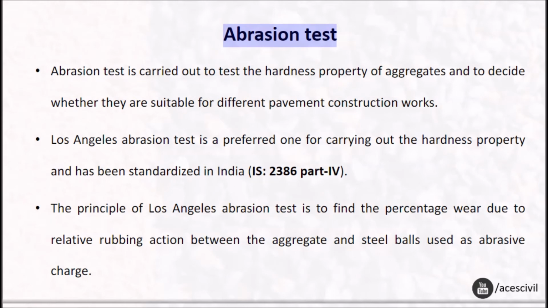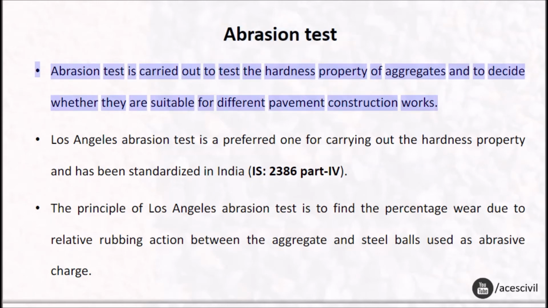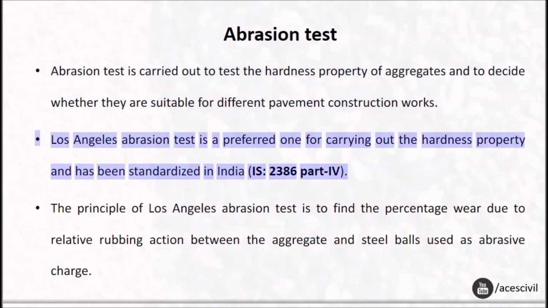Abrasion test. The abrasion test is carried out to test the hardness property of aggregates and to decide whether they are suitable for different pavement construction works. The Los Angeles abrasion test is the preferred one for the hardness property and has been standardized in India, IS 2386 Part 4.